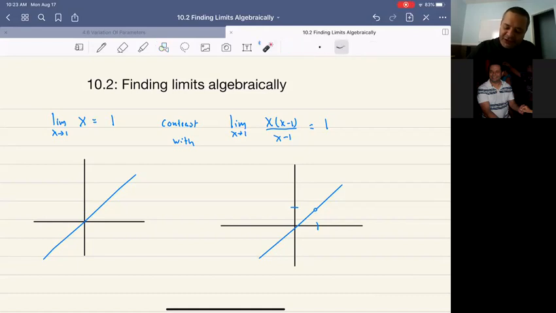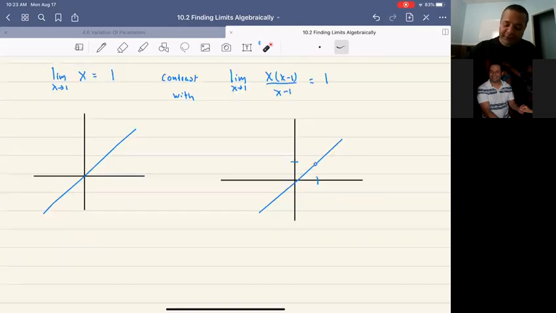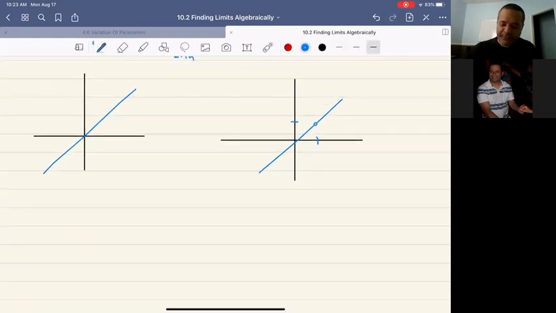In this situation, the idea of a limit doesn't really do much for us. But in this situation, the idea of a limit gives us a lot more we can work with. So keep those in mind as we move forward.